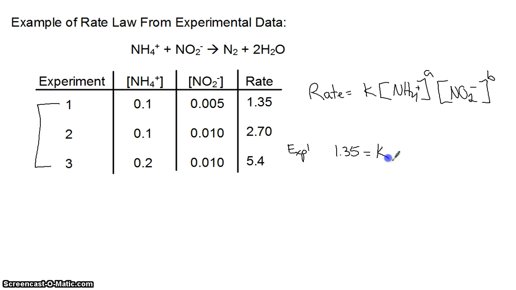The K, I don't know K. The concentration of NH4 is 0.1 to some A power that I don't know. The concentration of NO2 minus is, sorry, I don't want to compare experiment 1 to 3 because that has two different things changing. We're going to compare 1 to 2. So the concentration of NO2 is 0.005, and that's raised to some B power.